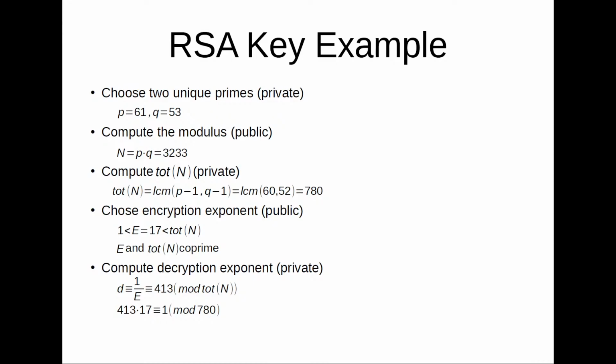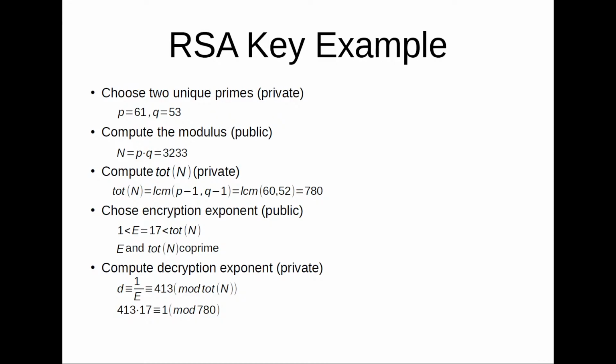Then here is just an example of creating an RSA key. If you have the primes 61 and 53, you'll compute the modulus by multiplying them together to get 3233. Then you'll compute the totient function by just taking the least common multiple of 1 less than the primes, and that becomes 780. And you can choose an encryption exponent, for example, 17, which is less than 780, but it's also coprime.